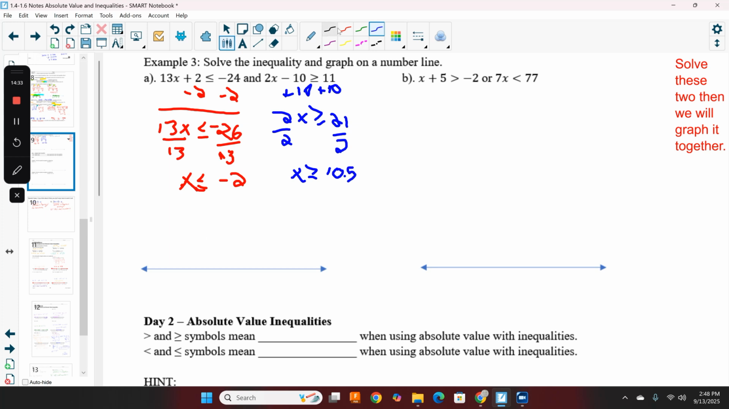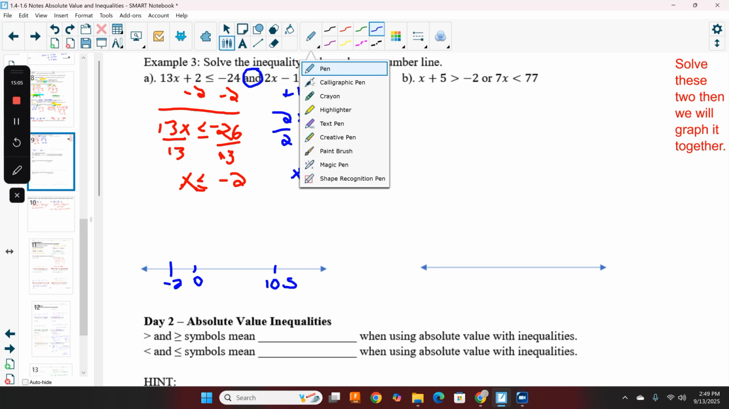Okay, so let's look at what we got going on. And this is an and inequality, so it needs to be both. So let's plot negative 2. Let's see, there's 0, and 10.5. We're just going to eyeball that, label and underline 10.5. And less than or equal to, that's going to be a closed circle.